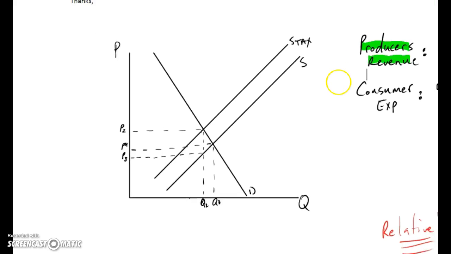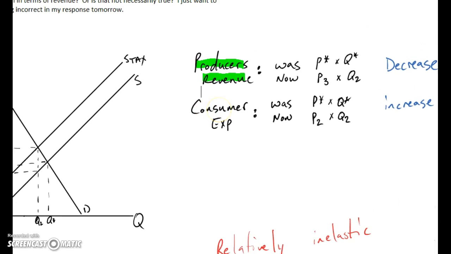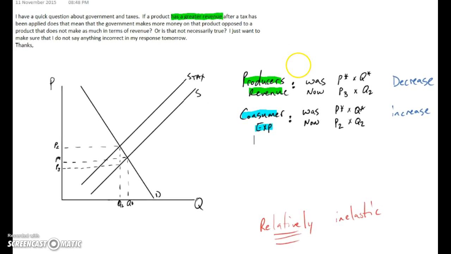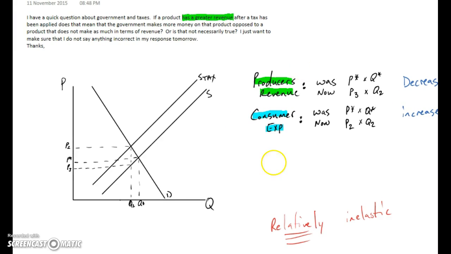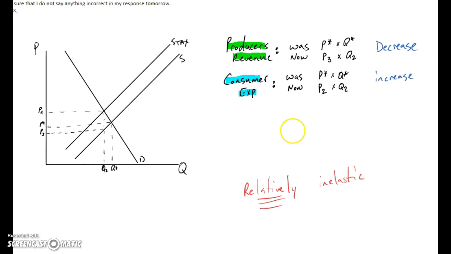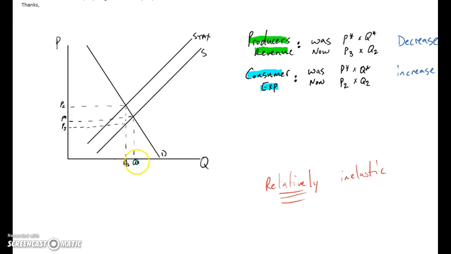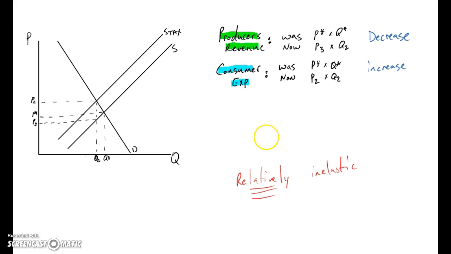I think what you might be asking, though, is more about what we call consumer expenditure. So meaning the total amount of money that gets spent in the transactions. So I drew this up, so consumers were paying, again, P star and Q star, but now they're paying Q2 times P2. And we can see because this area is larger than that area that was given up, then clearly their expenditure is going to increase.